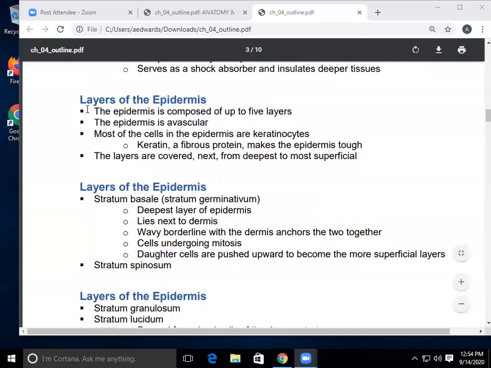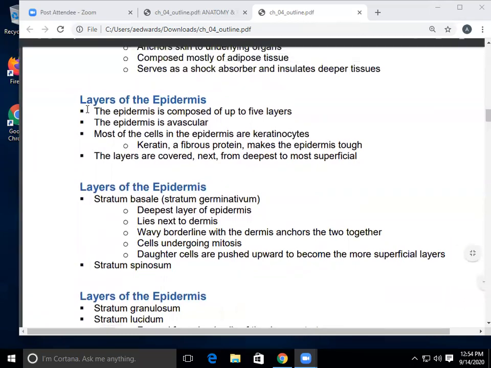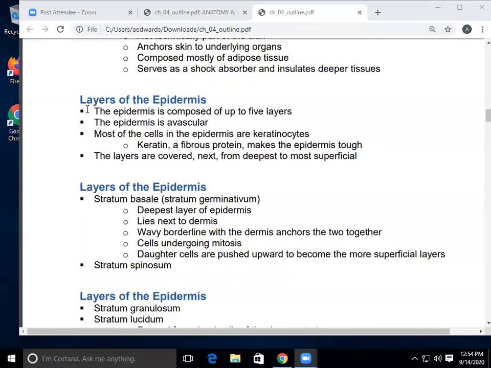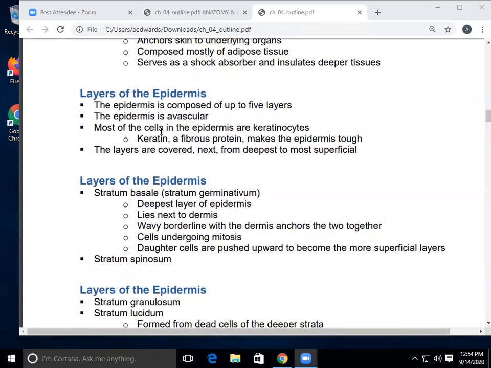Okay, layers of the epidermis. Composed of up to 5 layers. And we'll talk about what those layers are in just a moment. Again, avascular. Again, like we said, keratinocytes, which you see there. Keratin is very fibrous, so it gives the epidermis a tough structure. All right, so we'll start at the deepest level and go to the most superficial.